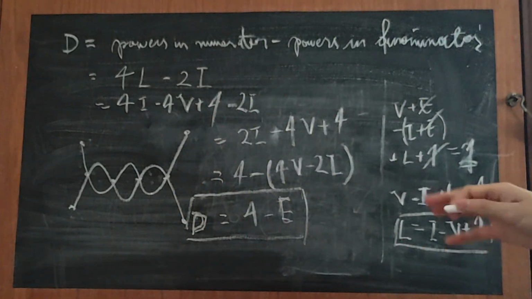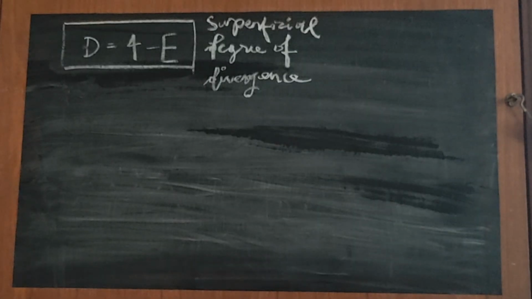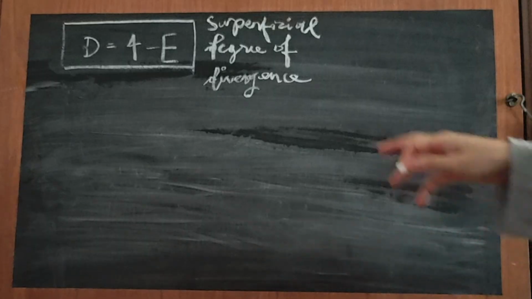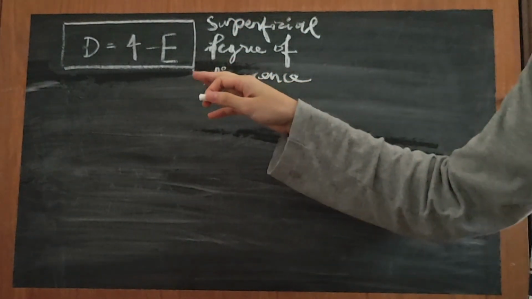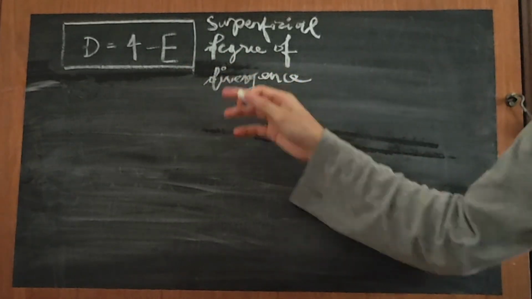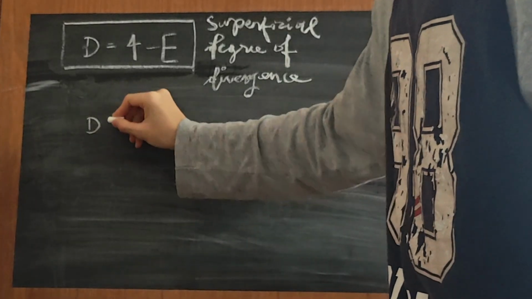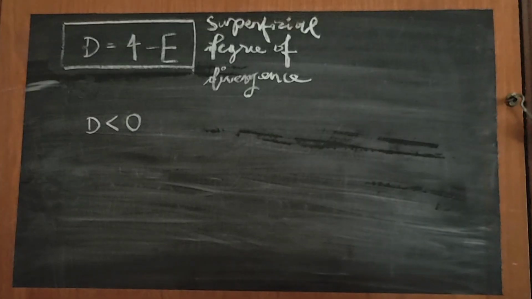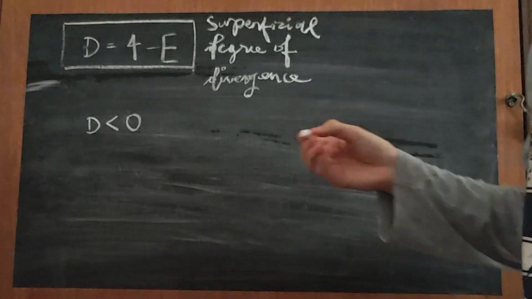I'm going to erase all of this again, and I'm going to make more comments about this. Alright, I have this boxed up, and I've written that this D is called the superficial degree of divergence. We'll discuss in a moment why it's called superficial. And before that, we would like to talk about the degrees of divergence, because this is a degree value, and we'll talk a bit about what it means for different ranges of D. When D equals 0, you basically have more powers in the denominator than in the numerator. And that basically means no divergence.